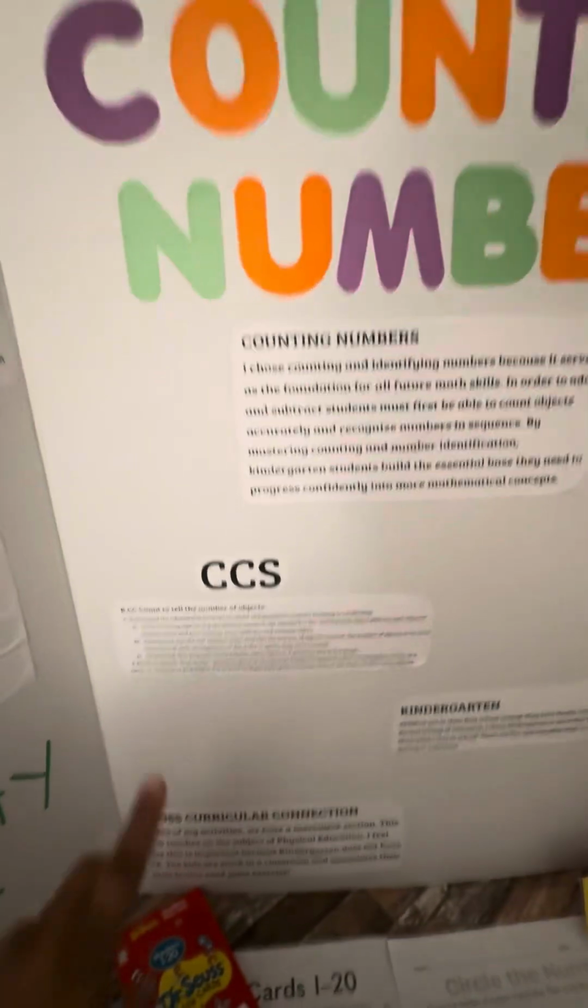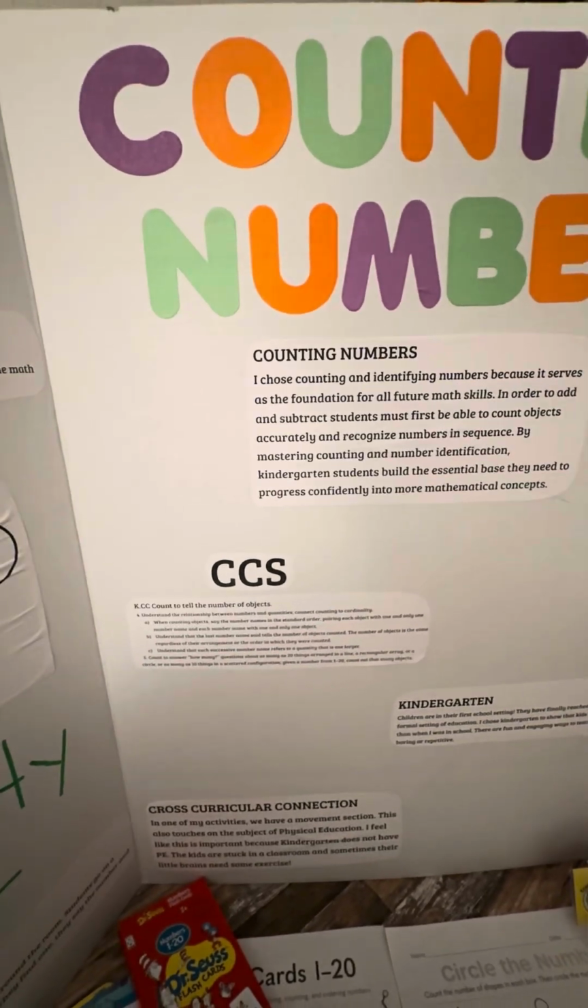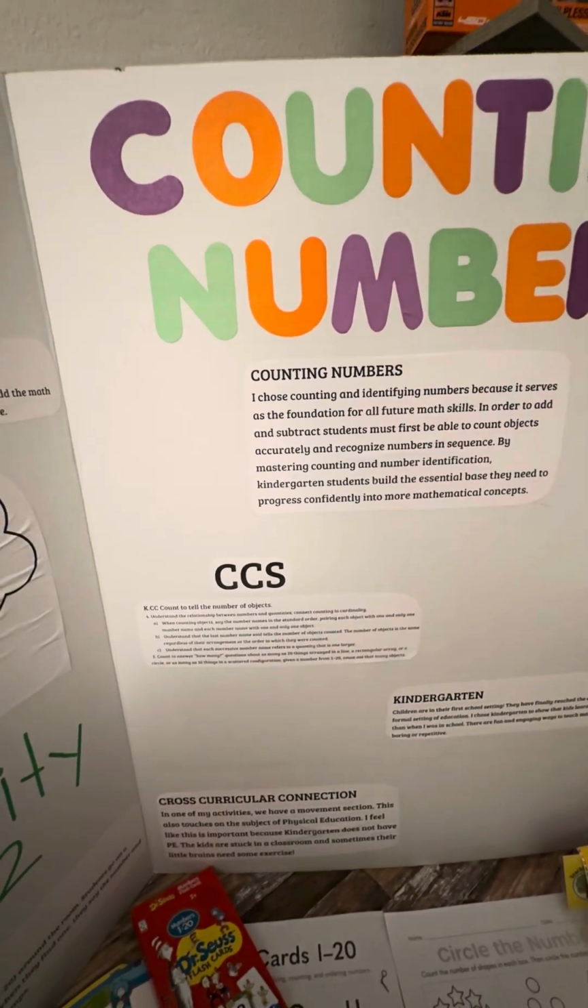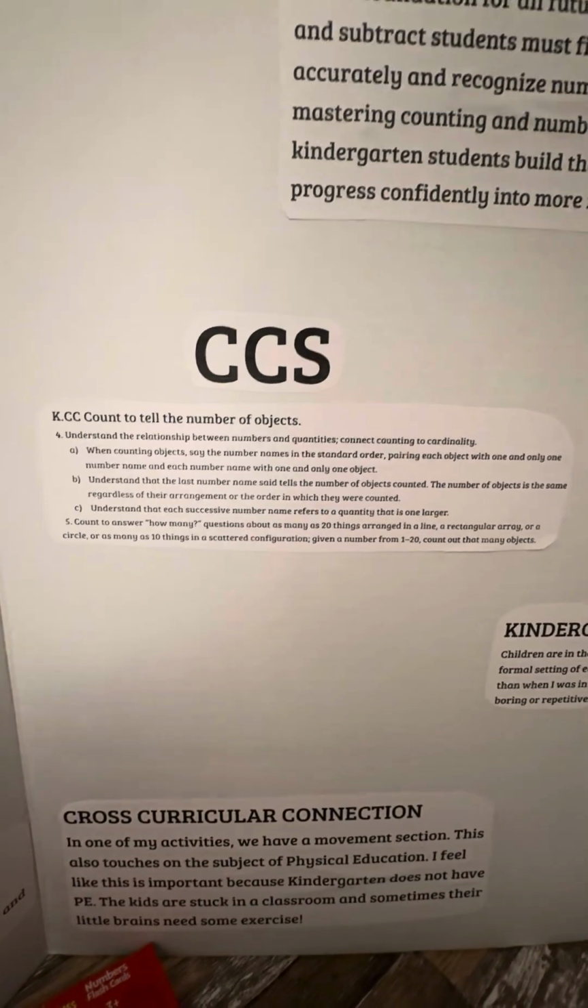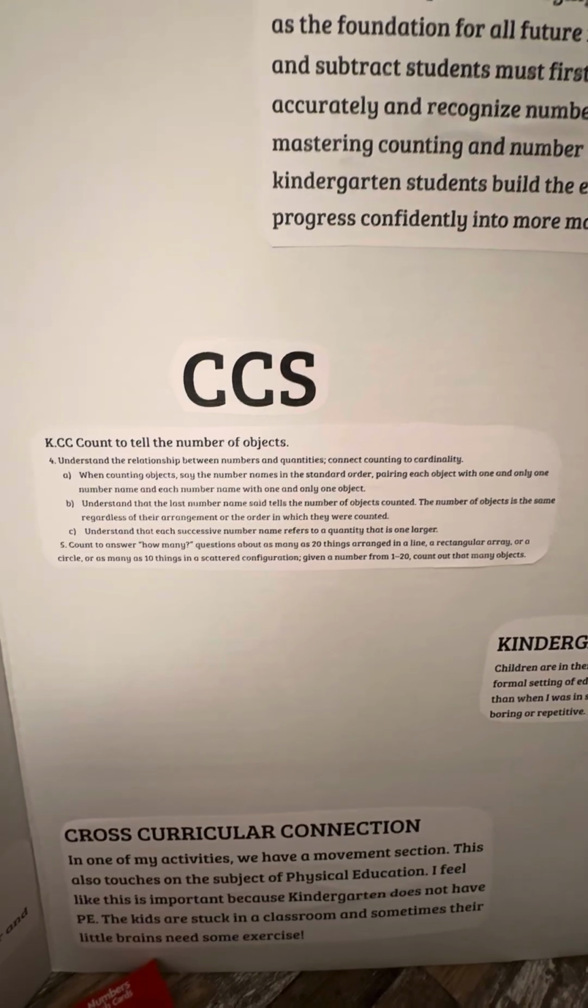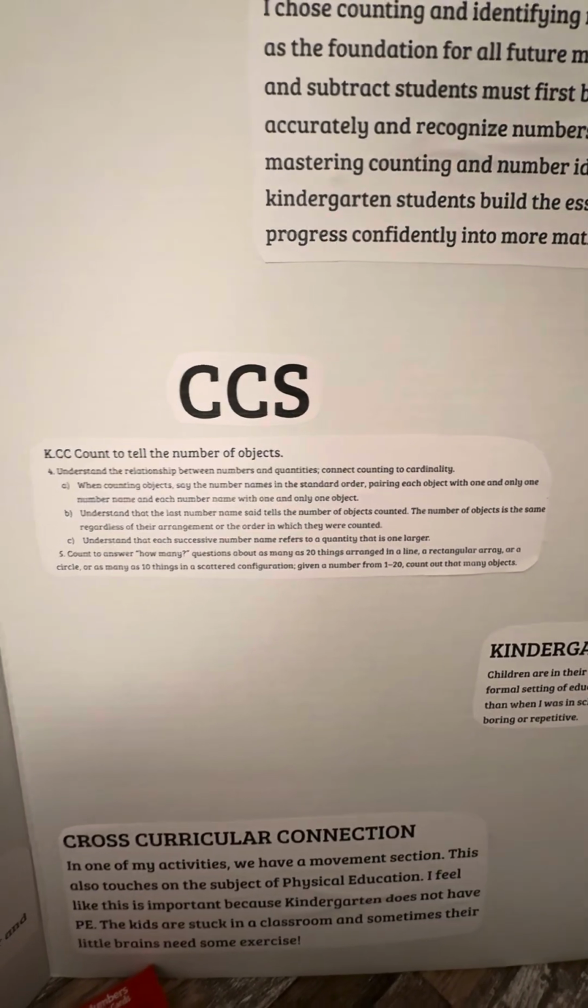First, here are our Common Core standards. So I did KCC 4 and 5. So basically 4 is to understand the relationship, let me get a little closer. Understand the relationship between numbers and quantities, connect counting to cardinality.